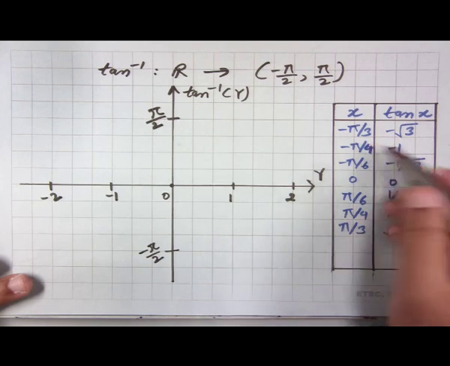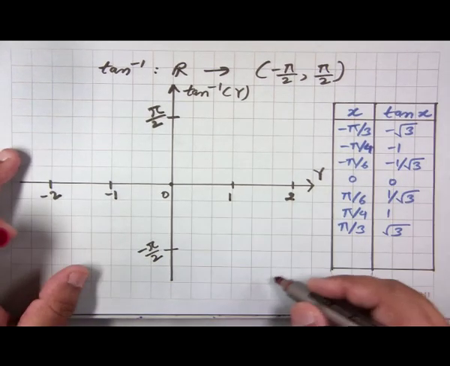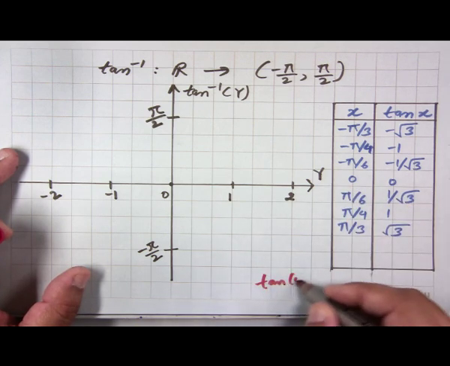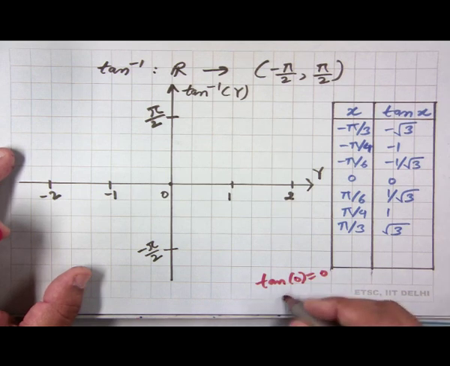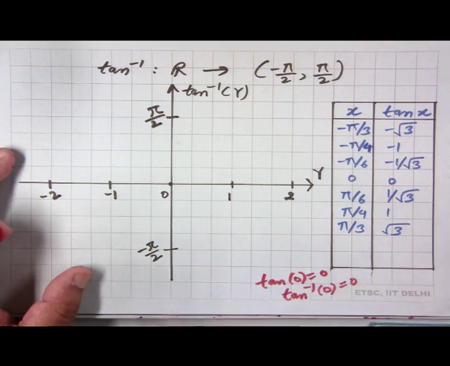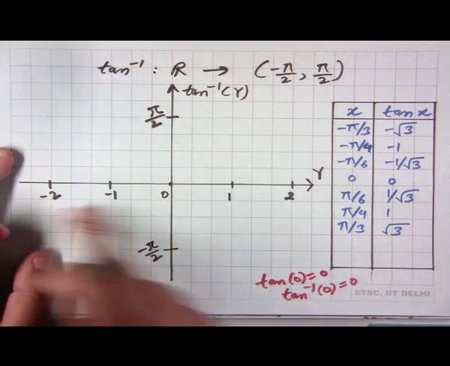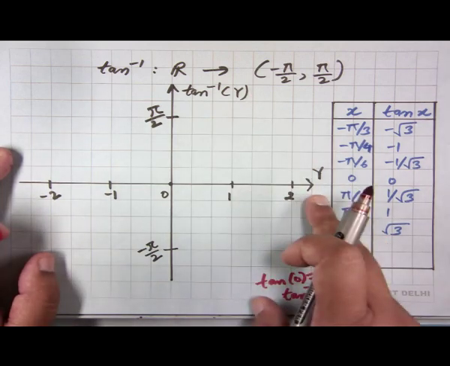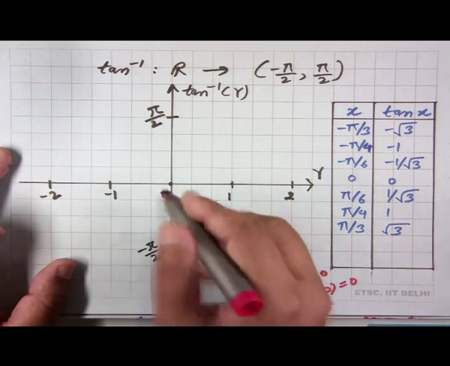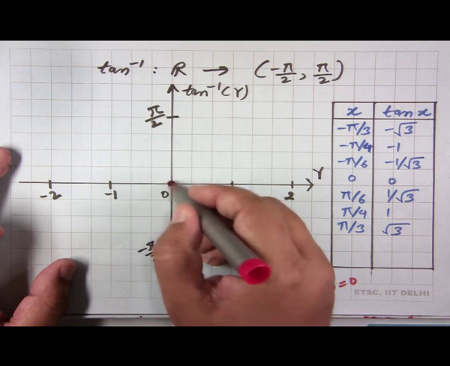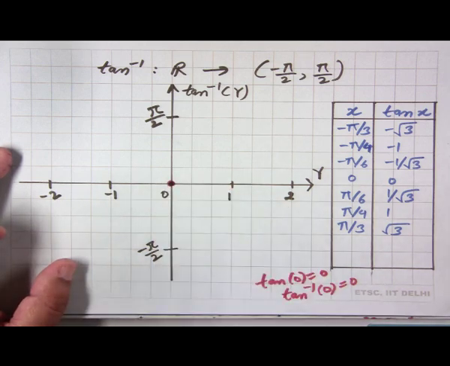So as we can see from this table of values, first of all tan of 0 is 0. So we know that tan of 0 is 0, and from that it follows that tan inverse of 0 will be equal to 0. In this graph, y is plotted on the horizontal axis and tan inverse of y is plotted on the vertical axis. So y equal to 0 is this point, and tan inverse of 0 is also 0. So we have this point on the graph of tan inverse.